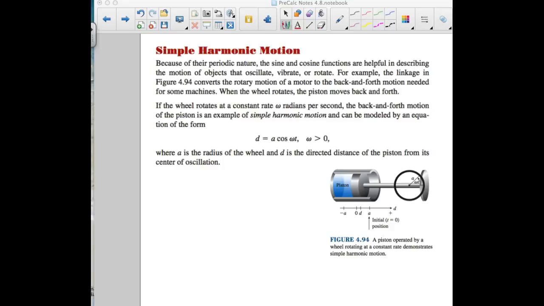These are the notes for section 4.8 day 2 for pre-calc. We are studying simple harmonic motion. It says because of their periodic nature, the sine and cosine functions are helpful in describing the motion of objects that oscillate, vibrate, or rotate.